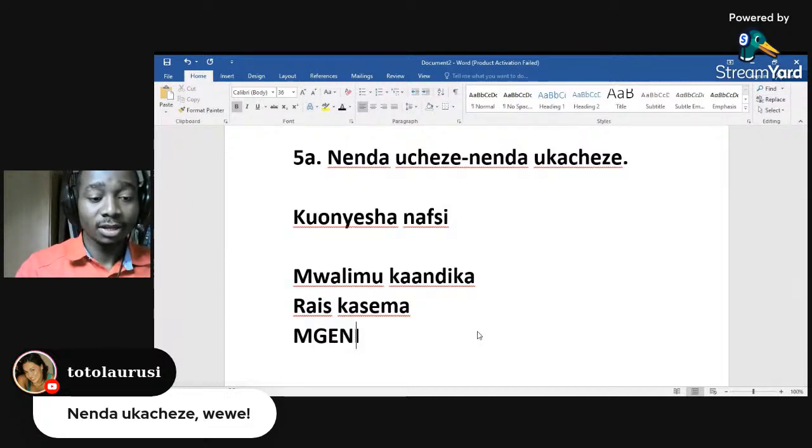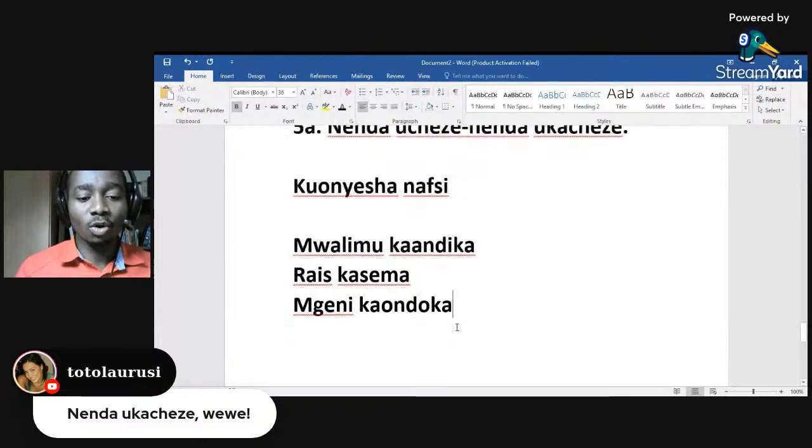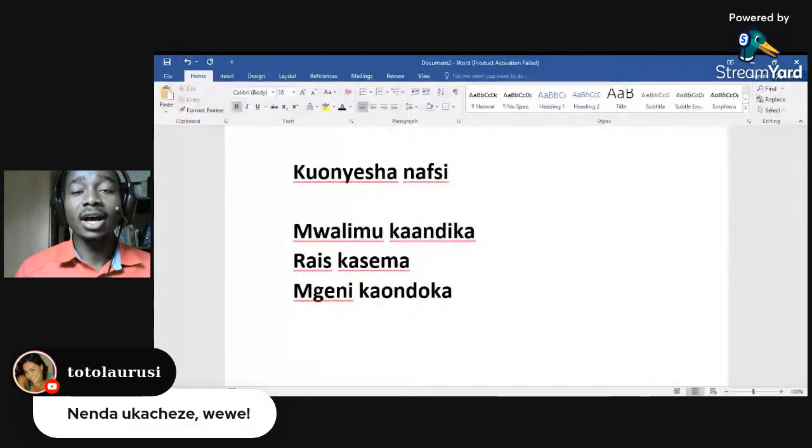Mgeni kaondoka. The guest has left. Sawa? So instead of saying mgeni ameondoka, rais amesema, mwalimu ameandika, you say mwalimu kaandika, rais kasema, mgeni kaondoka. Sawa?